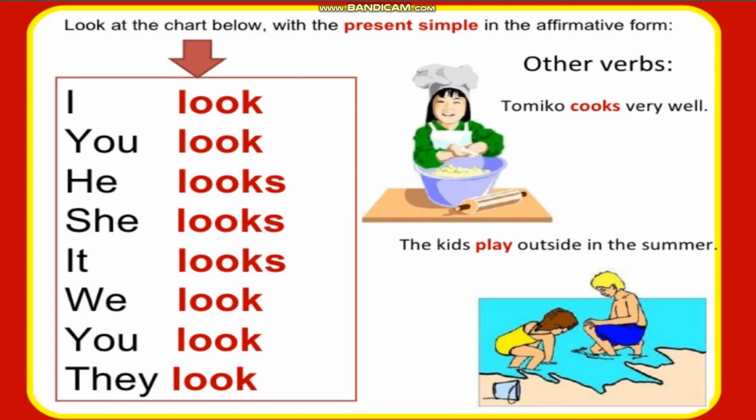Now see this picture here. Here this lady, her name is Tomiko. What is she doing? She is cooking. So Tomiko cooks very well. So with this singular noun we are using the verb cooks. S is added. Then here kids, the kids play outside in the summer. Kids is the plural noun. और यहाँ पे हमने क्या यूज़ किया है? verb का simple form play. So the kids play outside in the summer.